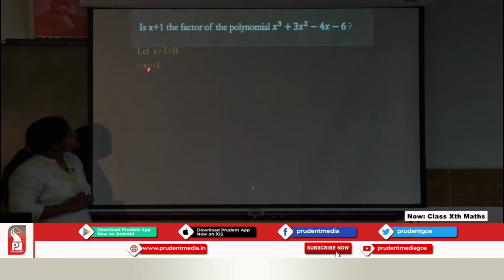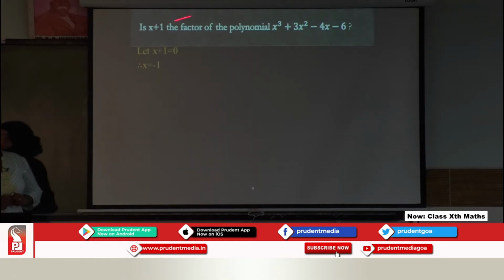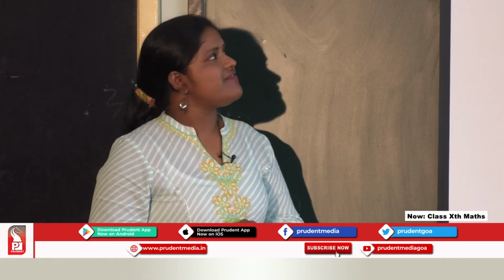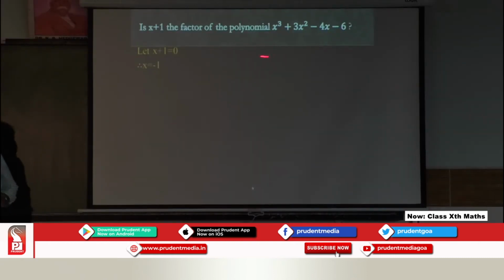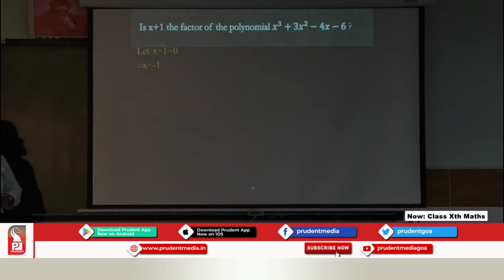Now, let us substitute this in this polynomial, and let us check whether this is a factor. When will this be a factor? It will be a factor only when the value of this polynomial turns out to be 0. If it is not 0, then this is not a factor, and if it is 0 after substituting this value, that means x plus 1 is a factor.